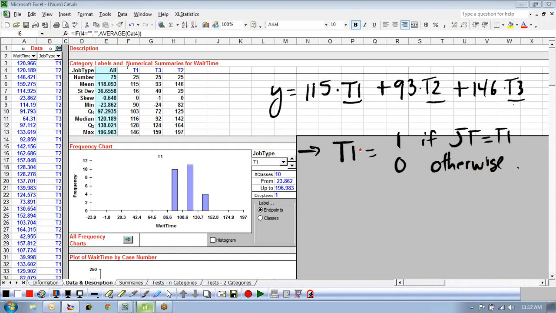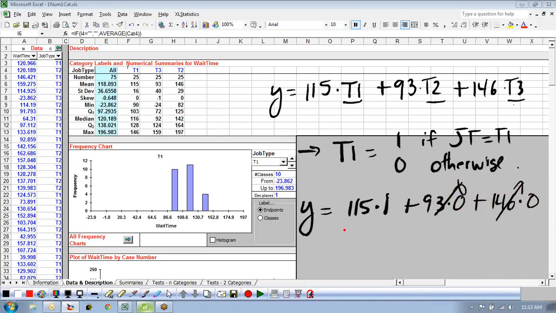And likewise for the other two. Now note what's going to happen if I plug in the answers here. Let's suppose I submitted job type T1. My Y would be Y equals 115 times 1 plus 93 times 0 plus 146 times 0. These drop out, and I'm just left with 115. You see that? So my model predicts what I would normally predict.